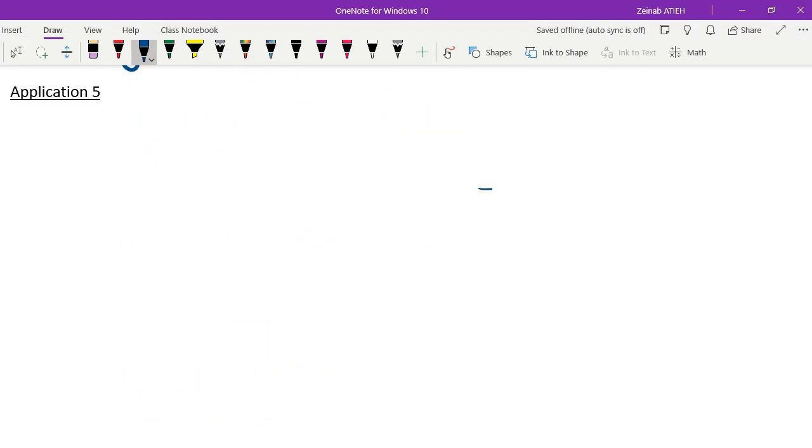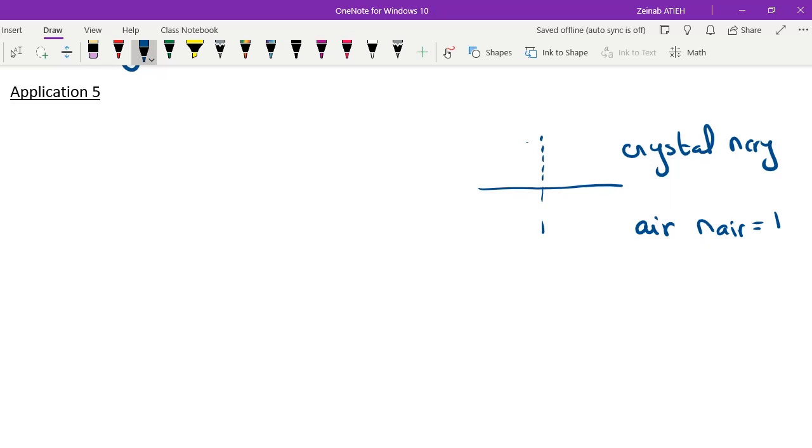Let me draw a figure. This is the interface between the crystal and the air. So this is the crystal with n crystal. We don't know the n of the crystal. And here it's air, n of the air is equal to 1. The light is coming from crystal to air. This is the normal. The angle of incidence I is equal to 34. Now since it is going from dense to rare, the angle gets bigger, it bends away from the normal, the angle increases.